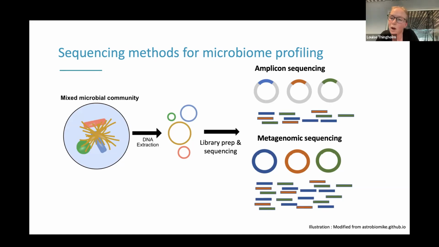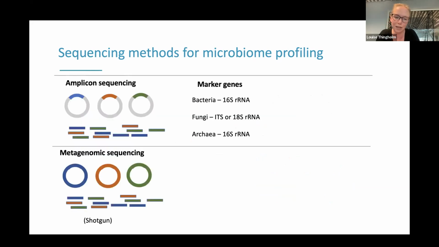The other common approach is called metagenomic sequencing or shotgun metagenomic sequencing. There you don't target a specific gene, but you try to sequence all the DNA that you can get in the samples. And the deeper you sequence, the more DNA you profile. And then you can actually get not just information about who is in this community, but also more functional information, which you can see here on the next slide.